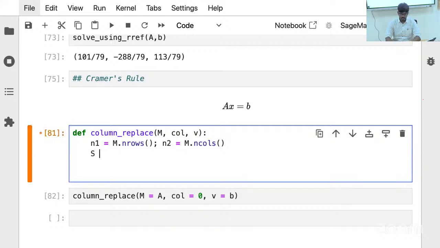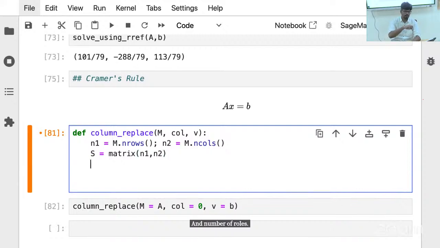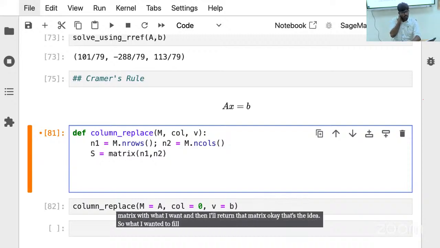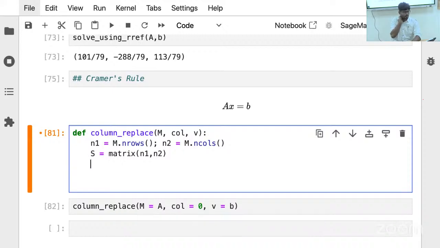Let me create a matrix with this number of columns and number of rows. And I'm going to fill that matrix with what I want, and then I'll return that matrix. Okay, that's the idea. So what I wanted to fill, I first wanted to actually take a copy of M and then store it as S.